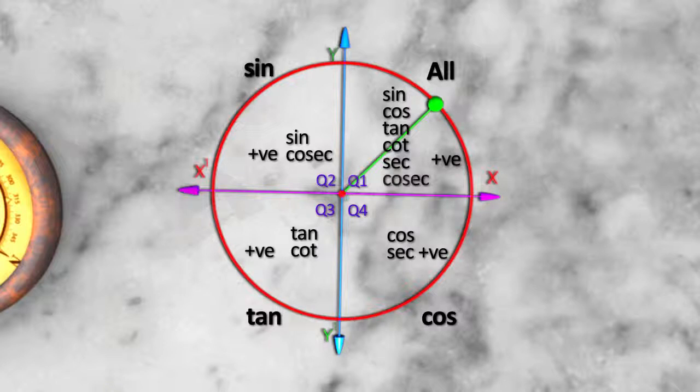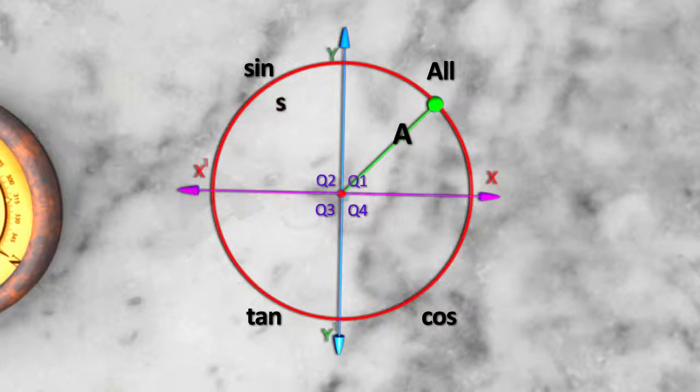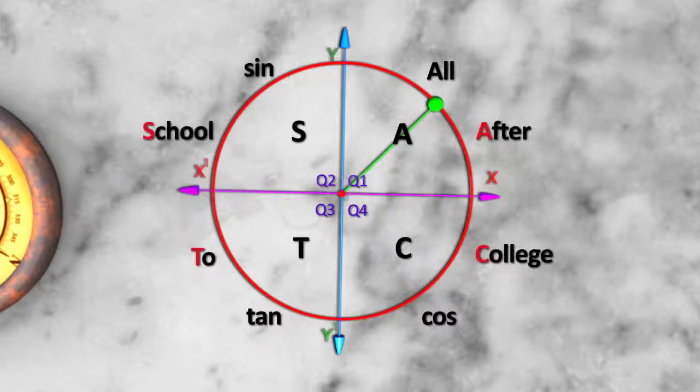If we were to make a mnemonic for positive ratios in the four quadrants as ASTC, as in A in the first quadrant, S in the second quadrant, T in the third quadrant, and C in the fourth quadrant, we could remember ASTC with a mnemonic: after school to college.